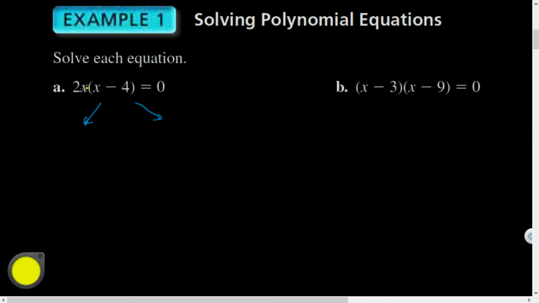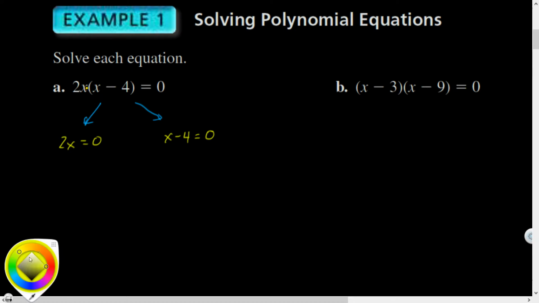So I'm going to write this. Based on the zero product property, either 2x equals 0 or x minus 4 equals 0. So I'm breaking this up into two cases, just like when we were solving absolute value equations back in the day. You broke it up. And I'm using the zero product property to do that.